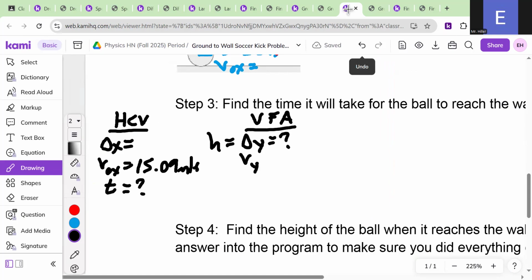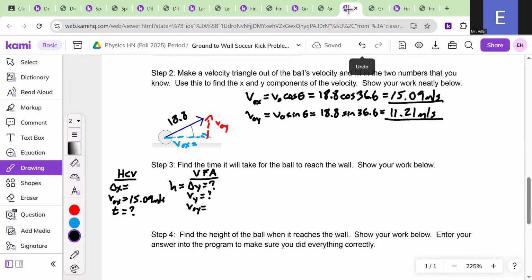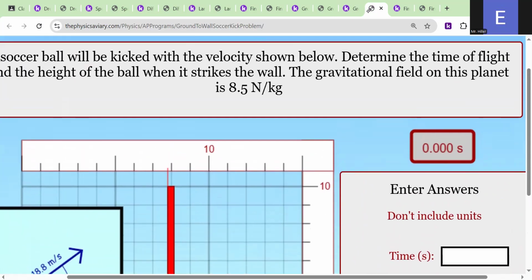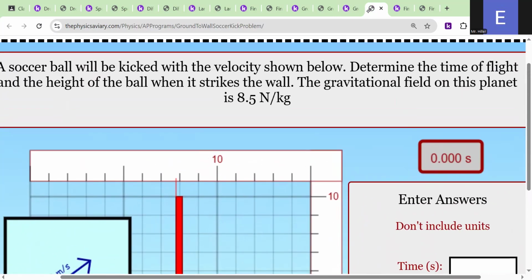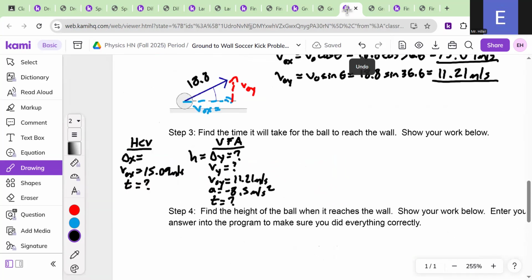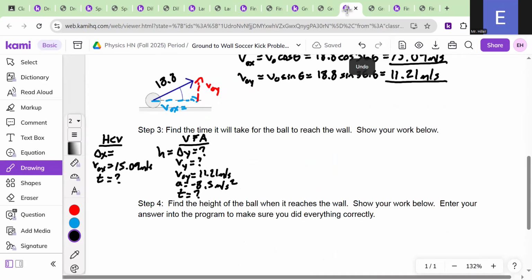Okay, Vy, I don't know what that is. Okay, v naught y, we just wrote that down. In my case, it's 11.21. I believe your acceleration should be given in the problem. Yep, the gravitational field on this planet is 8.5 in my case. So write down yours, negative 8.5 meters per second squared, and time is unknown. All right. So how do we find time in this case?